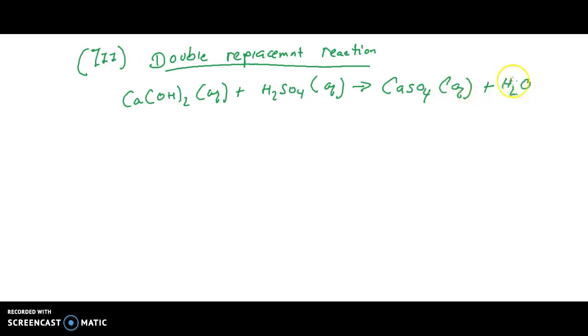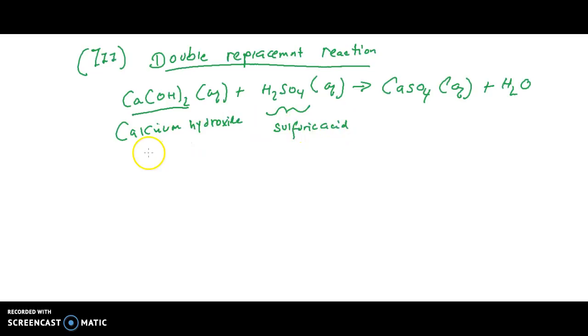All right. Now, I'm going to say a little bit about this reaction. This is also a double replacement reaction. We have here calcium hydroxide. It's a metallic oxide or a basic solution. And then we have sulfuric acid.